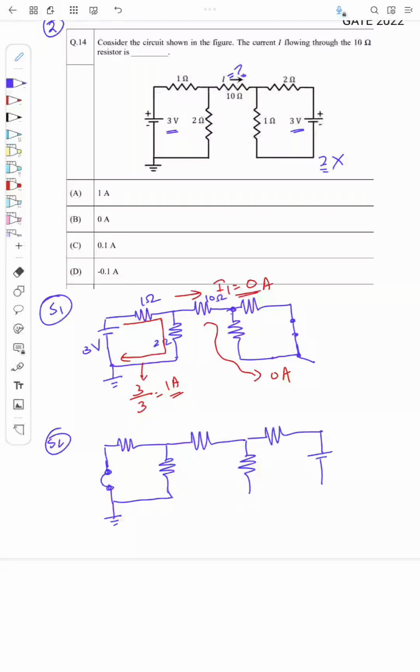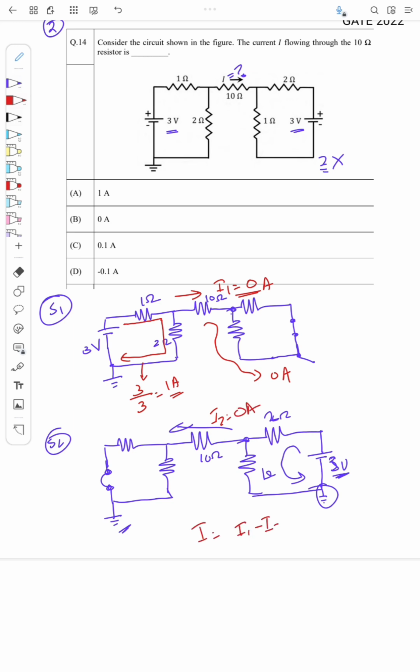So here also, this 3 volt, this is 1 ohm, this is 2 ohm, this is 10 ohm. Okay, so here also if you see, it is not mentioned that this ground, which is the reference voltage or reference node of this source, is same as this, right? So again the current will flow like this, there won't be any current like this, right? So the current I here also, I'll call it as I2, this is also equal to 0 ampere. So I total current I is I1 minus I2 is equal to 0 ampere. So answer is B.